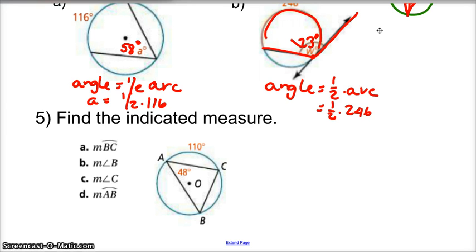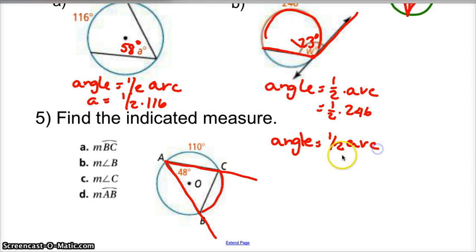All right, number 5. So we have A, B, C, and D. The first one is asking for the measure of arc BC. If B to C is here, then I'm going to extend angle A. Angle A is the inscribed angle, and BC is the intercepted arc. The angle is equal to half the arc. Here it gave me that the angle was 48. So how big is the arc? Multiply both sides by 2. That means this arc is going to be 96 degrees.